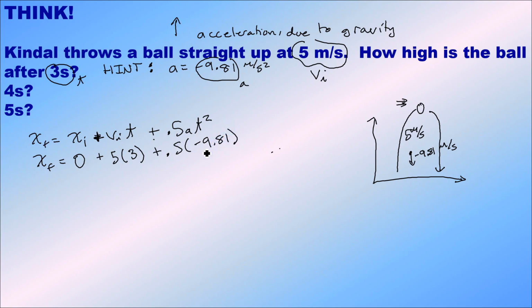Now the sign on the 9.81 is very important because it goes opposite of the direction of our velocity. So we want to make sure we get it right. And time squared is 9. And we could type all of that into our calculator. I'm going to go ahead and do the accelerated part first. And I get minus 44.145. And then I have 15.